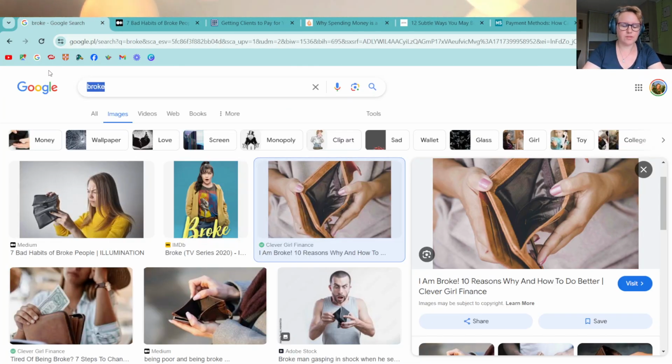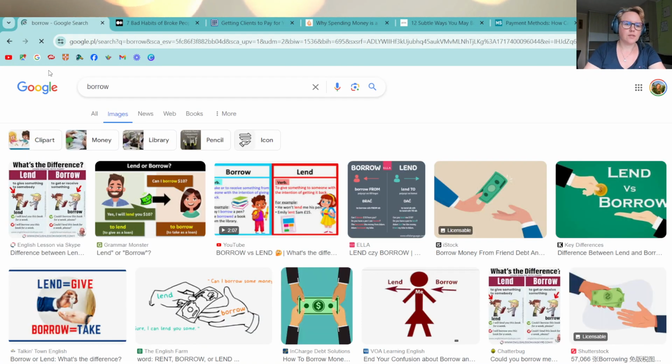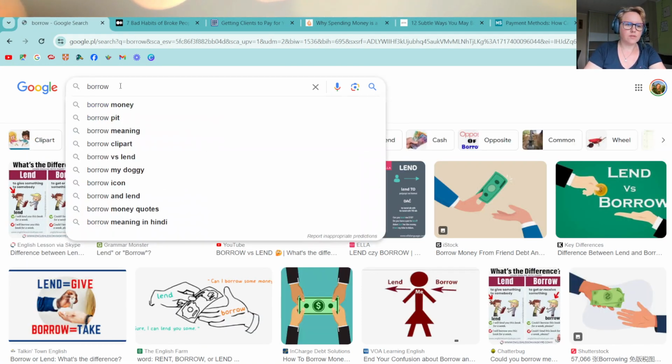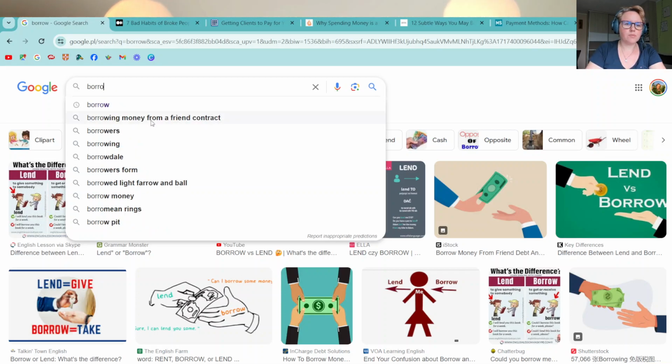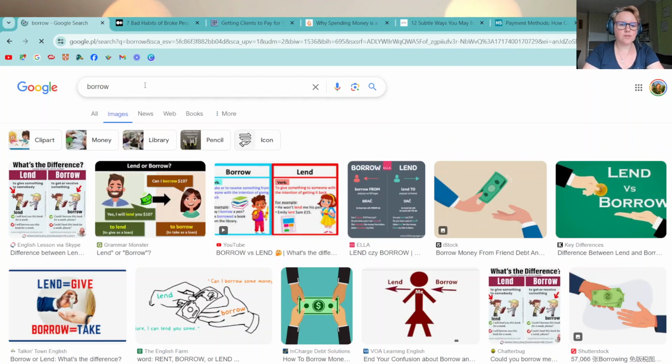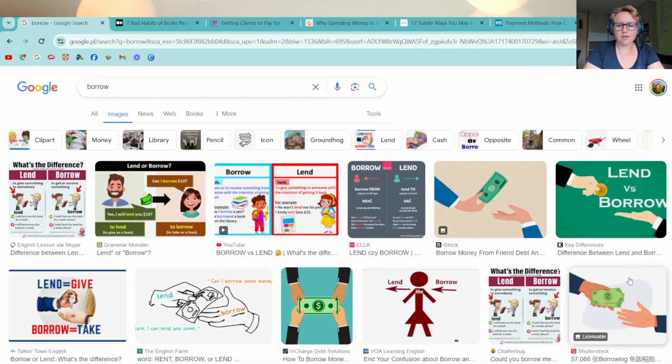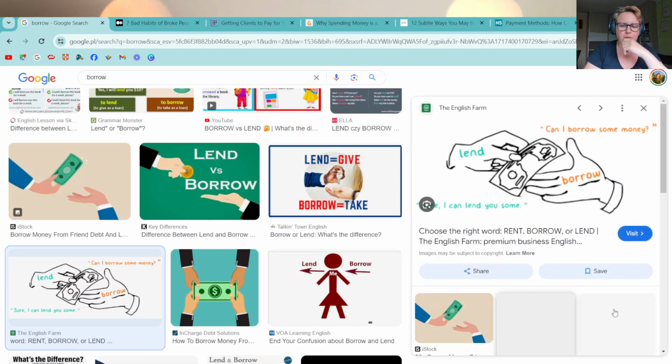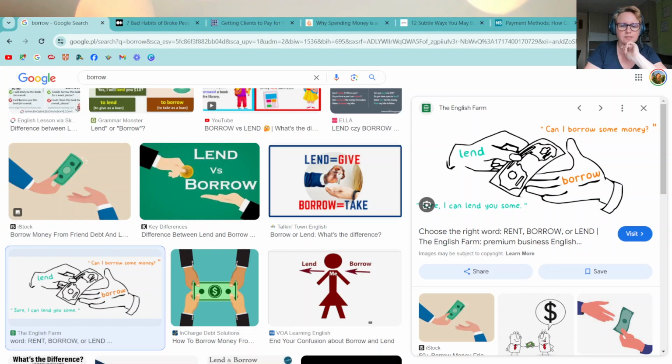yeah, so when you're broke, you can borrow. Actually, there was something. Borrow money from a friend. Contract? Okay, I didn't know that there is something like that. Okay, but you can borrow money from, yeah? So it means to take, okay, versus lend versus borrow. That will be an important one. But borrow and lend, these are two words that are problematic, I think. Can I borrow some money? I can lend you some.